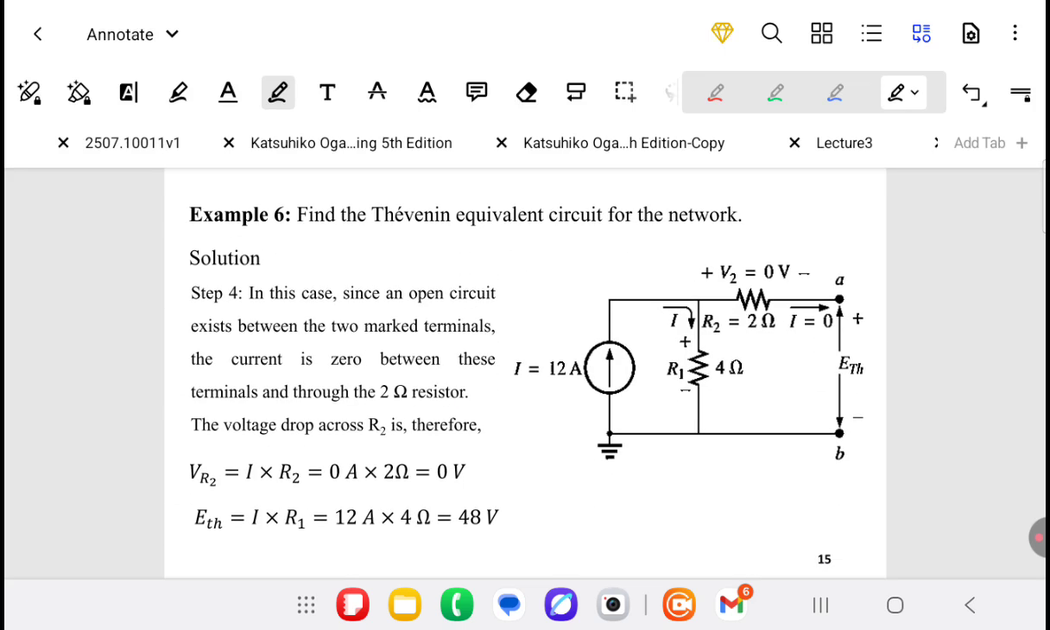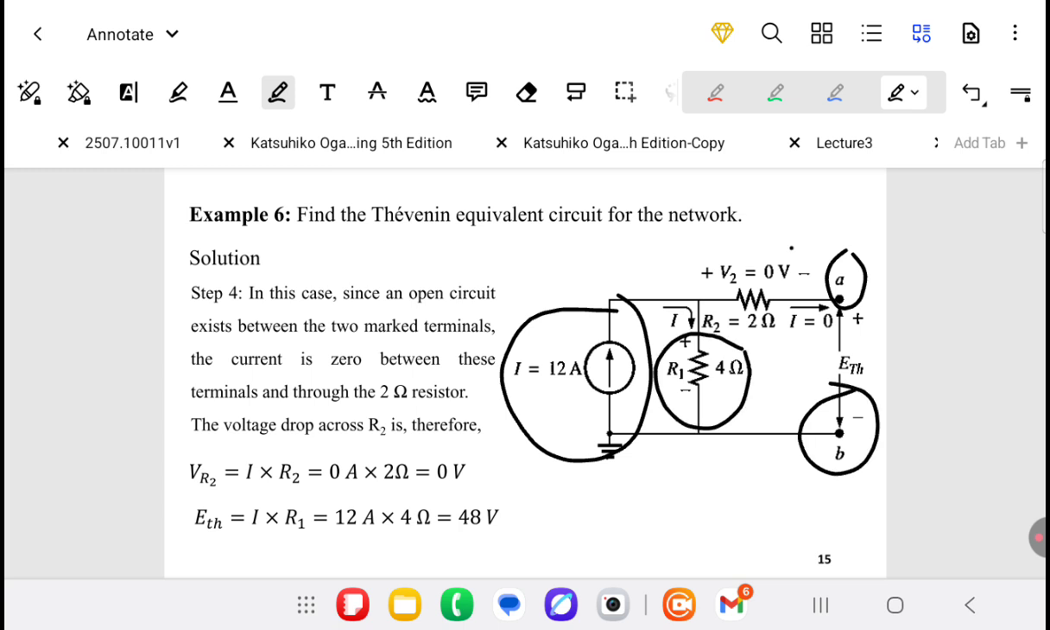The next step, we have to get E Thevenin. Then we return the current source again to the circuit, I equals 12 ampere. And now we can get the voltage across terminals A and B, which is the voltage across R1 as the current across R2 equals 0 due to the open circuit. Then V2 equals 0.